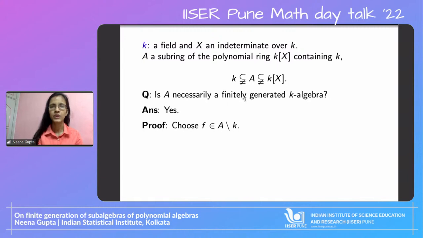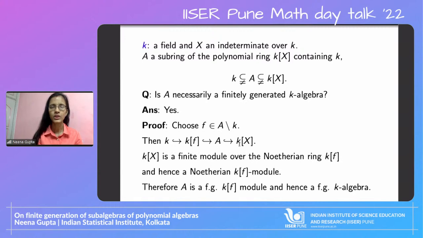So you take an element f in A, which is not in K. Then A will be sandwiched between the subring K[f] and K[x]. One thing I observe is that K[x] is a finite K[f]-module, because x will satisfy an integral equation over K[f]. So K[x] is a finite K[f]-module, and hence a Noetherian K[f]-module. Therefore, A is a finitely generated K[f]-module because it is a submodule of a Noetherian module, and hence a finitely generated K-algebra. So this completes the argument.